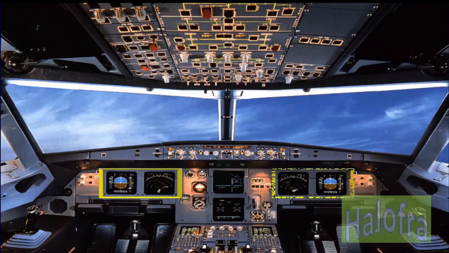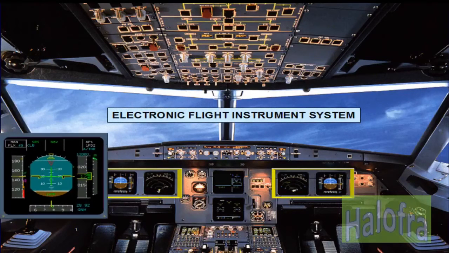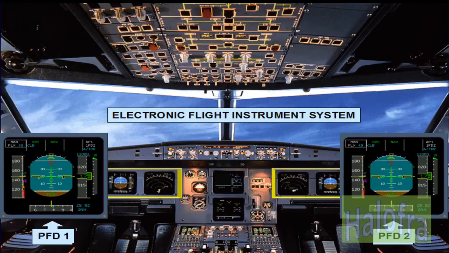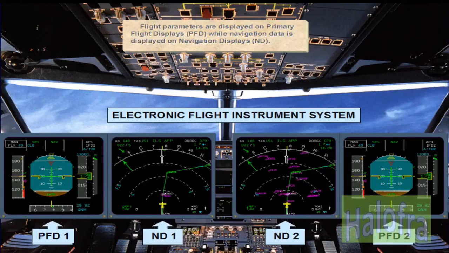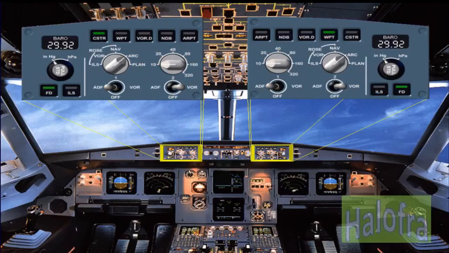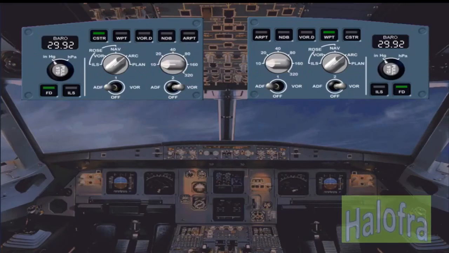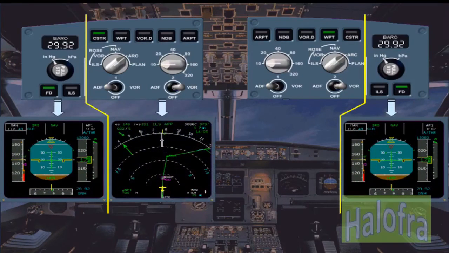The Electronic Flight Instrument System (EFIS) displays provide the pilots with flight data to help them operate the aircraft in a safe and efficient way. Flight parameters are displayed on primary flight displays, PFD, while navigation data is displayed on navigation displays, ND. Each pilot has an EFIS control panel to select what is displayed on the EFIS screens. The EFIS control panels are divided into 2 sections, one section associated with the PFD and the other with the ND.